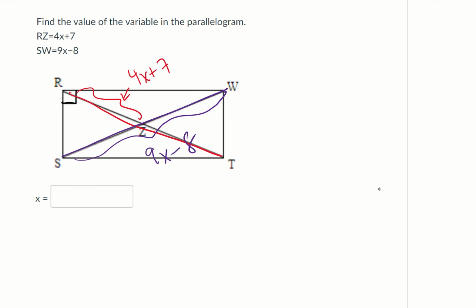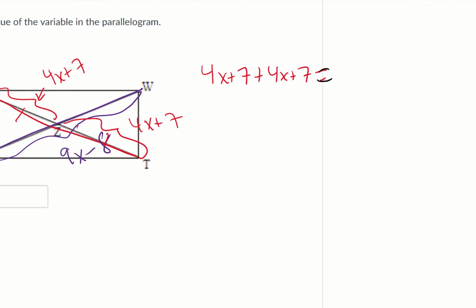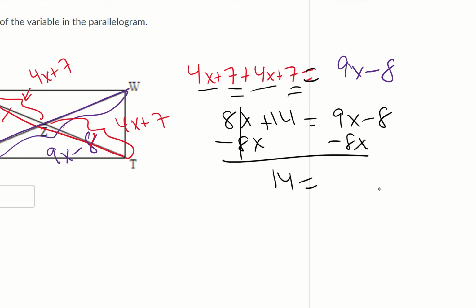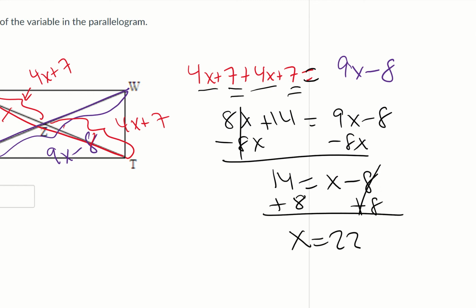Now we know since the diagonals are equal to each other, and we know that this should be the same on both sides. So if that's 4x plus 7, then this is 4x plus 7. And we know that the red has to equal the purple. So that means 2 of these little reds is equal to 1 of the purple. So 4x plus 7 plus another 4x plus 7 should be equal to a purple. We're going to go ahead and solve this. We got 4x plus 4x is 8x. Those are 14. Now we'll subtract 8x on both sides here, and we'll add 8 to both sides to get x. So x equals 22.